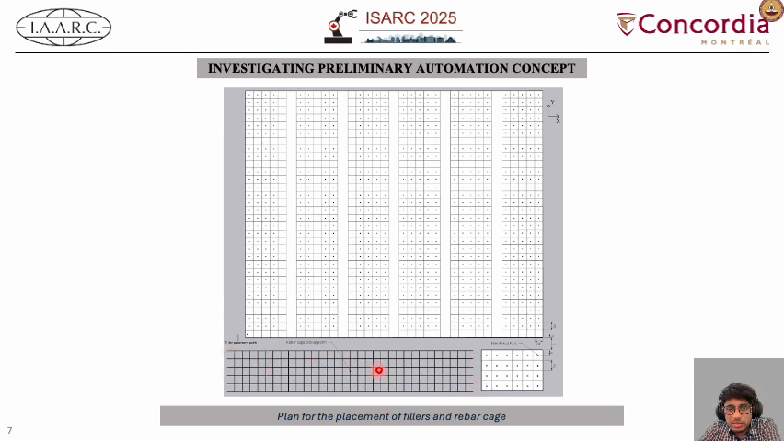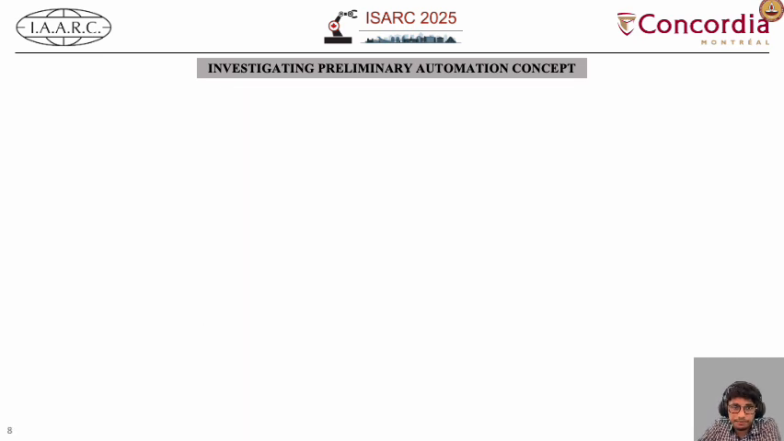The rebar cage is stacked over here, and the filler materials are stacked over here. Once the tension layer is printed, the filler material will be picked by the integrated robotic gripper and placed one by one into each of the voids.